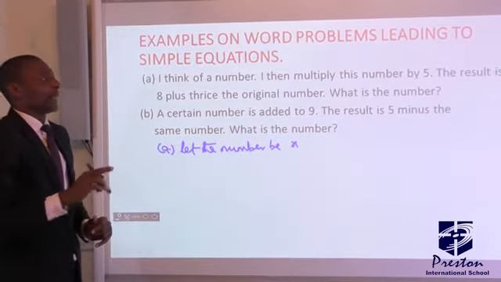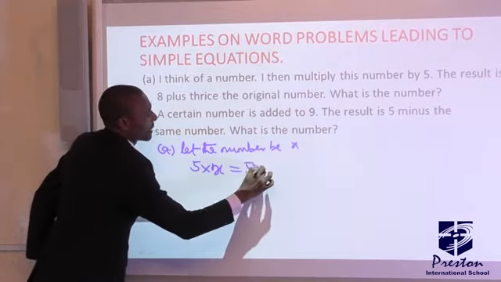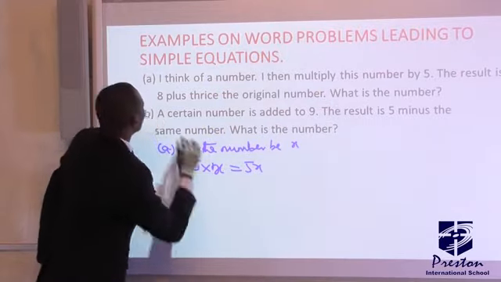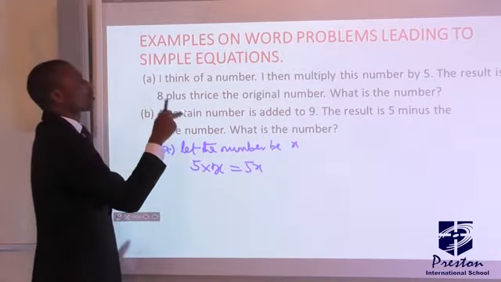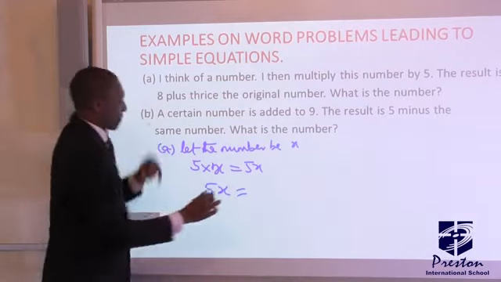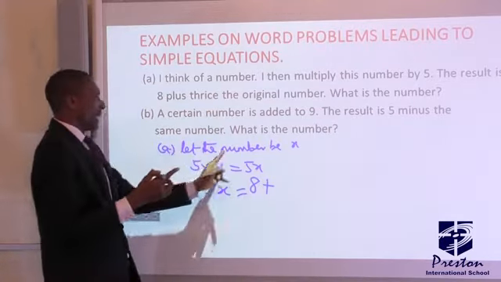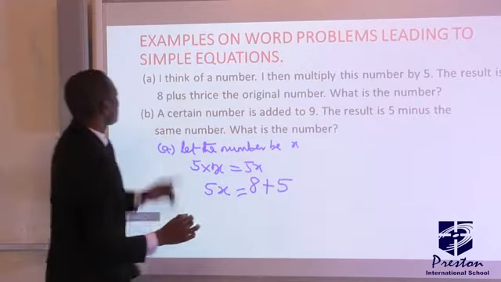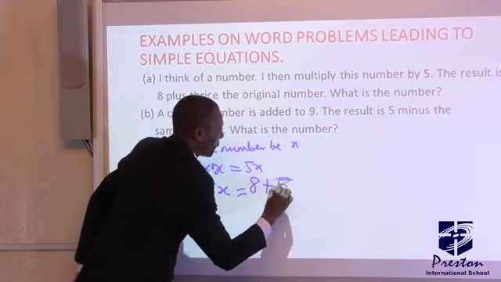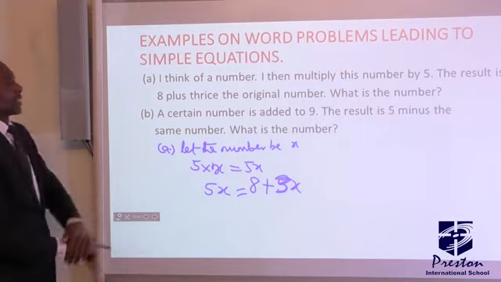I then multiply this number by 5. That means 5 times S will give me 5S. The result is 8 plus, just follow the storyline, twice the original number. The original number is S. That means twice S, it means 2S rather. 5S equals 8 plus 2S. The question now is, what is the number?